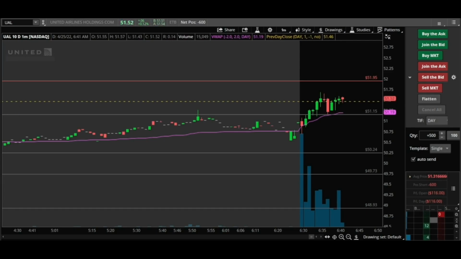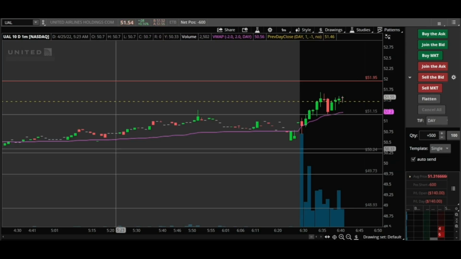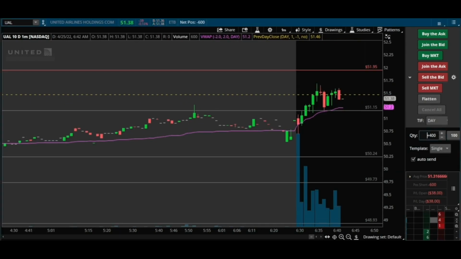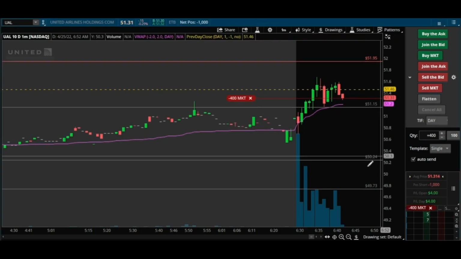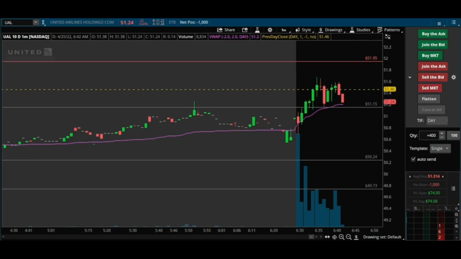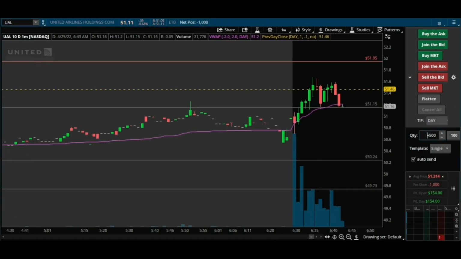So here it's trying to make a double top. Now what I'm going to do is add if it breaks below it. Here I'm adding 400 shares short. And the reason I'm doing that is because look at the formation. Double top, rejected that 51.60 area twice now, wicked several times. And I'm not going to give it all the way to 51.95 anymore, right? Because my position size is bigger. I can't give it all the way to $52. That's too much risk on 1,000 shares. So I'm going to move my stop lower.